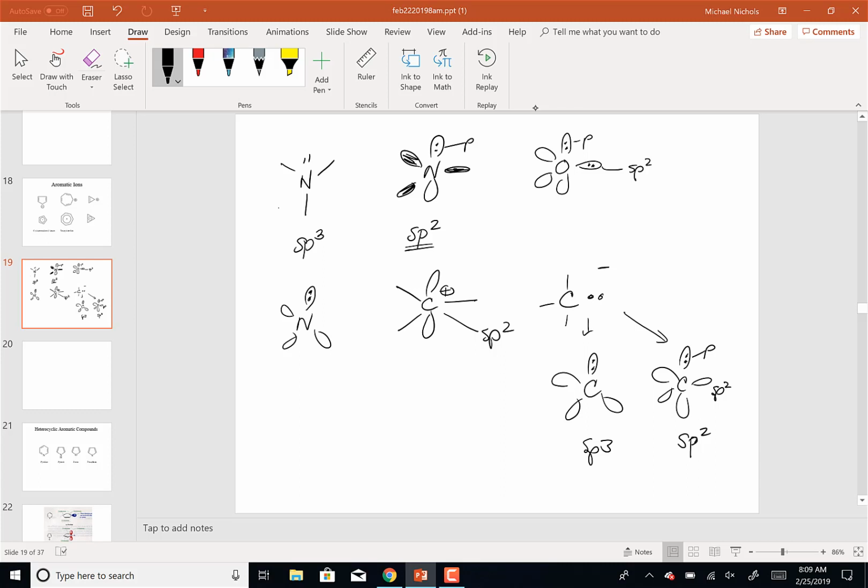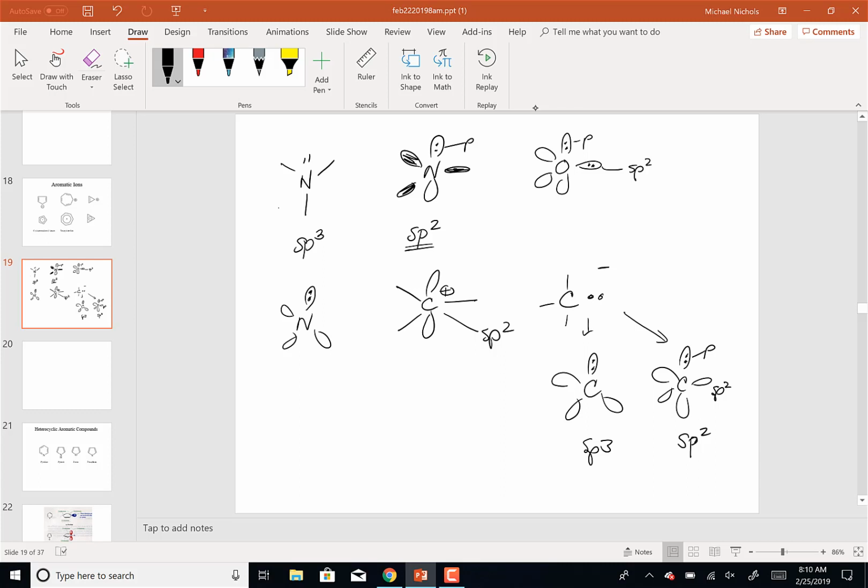Because as I said on Friday, molecules will not deliberately choose, if they have an option, to be anti-aromatic. They would much rather just be non-aromatic and not super stable than become anti-aromatic and super unstable. And we'll see examples of this.